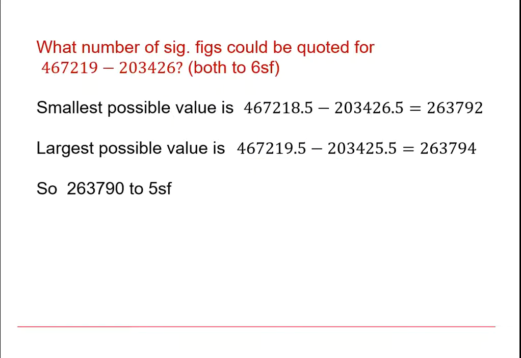And we can see that it's safe to quote the answer as 263790 to five significant figures, as both of those two values round to that number to five significant figures.